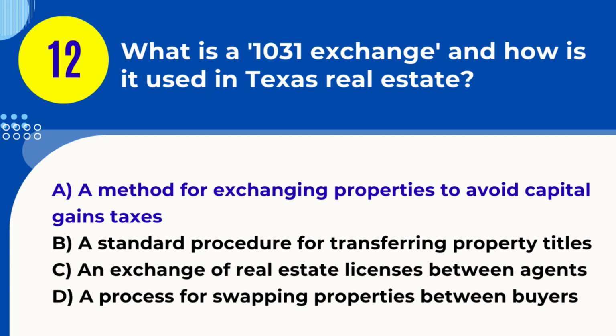Answer. A. A method for exchanging properties to avoid capital gains taxes. Explanation. A 1031 exchange, used in Texas real estate, allows investors to defer capital gains taxes by exchanging one investment property for another. This process must meet specific criteria outlined by the IRS.